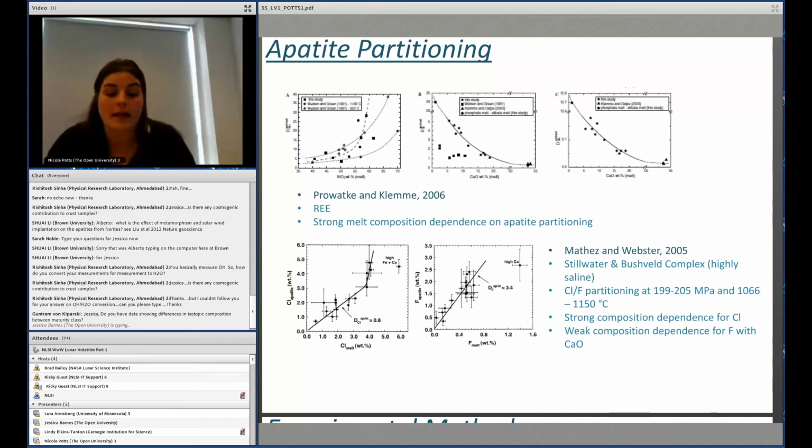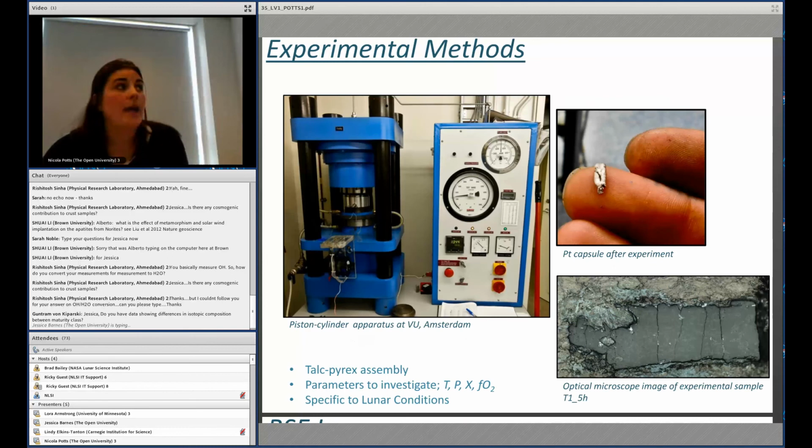So we know that there is a composition dependence for apatite partitioning. So we want to look specifically at lunar conditions and lunar melt composition. And I've been starting to do some experiments at the University of Amsterdam using a piston cylinder apparatus with a talc pyrex assembly.